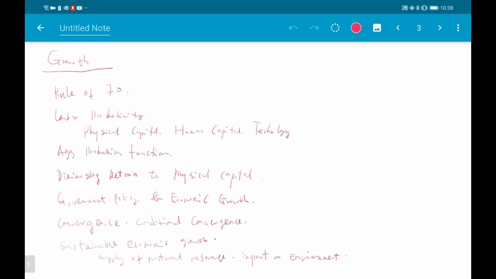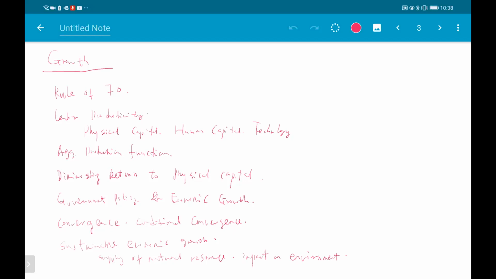Essentially, the government policies that promote economic growth largely work through physical capital, human capital, or technology, right? And then we also look at convergence and conditional convergence. In terms of convergence, first, it is a phenomenon, meaning the countries may catch up with each other.